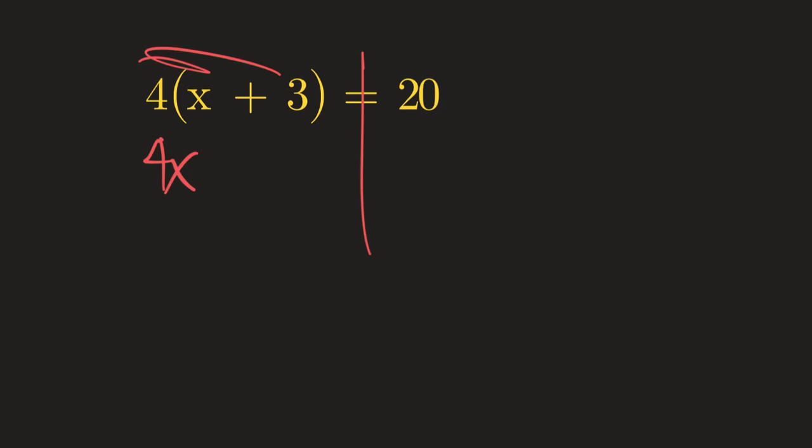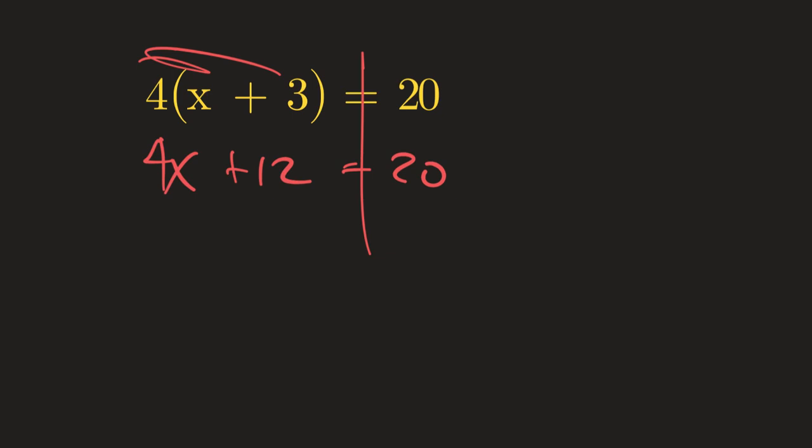4 times 3, 12. Make sure all the distribution gets done. Get rid of those grouping symbols to start with. Guys, keep your equal signs lined up. Use your equal sign kind of like a decimal. Keep it lined up. Keep things on their respective sides. Try to stay organized the best you can in your work.